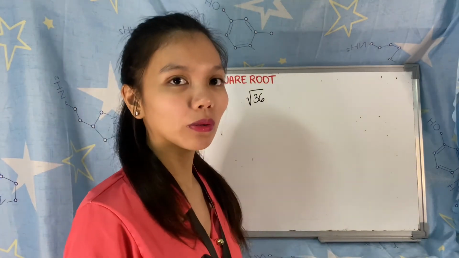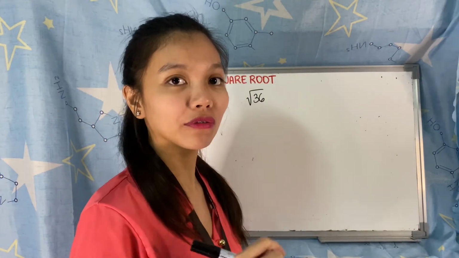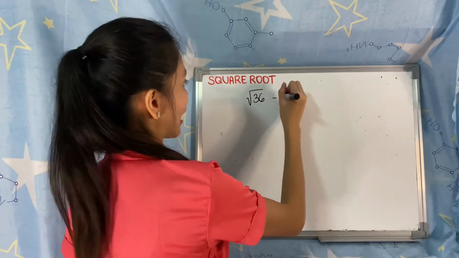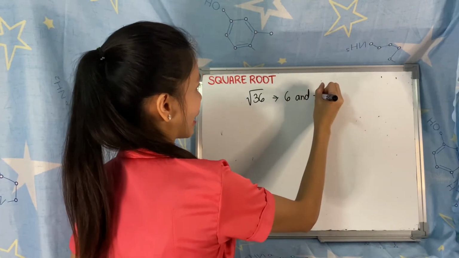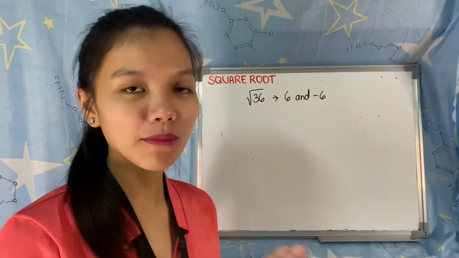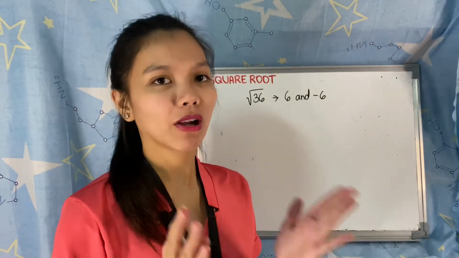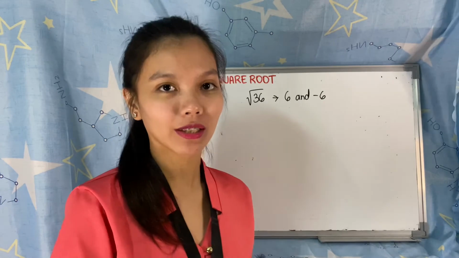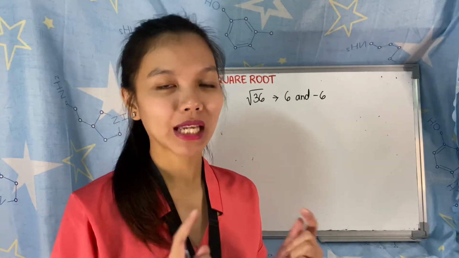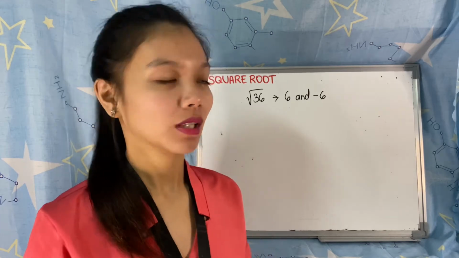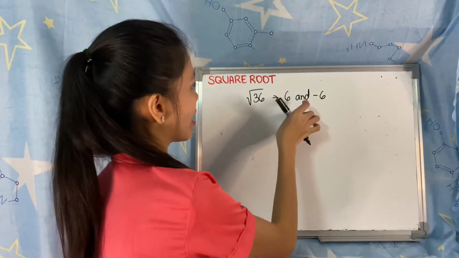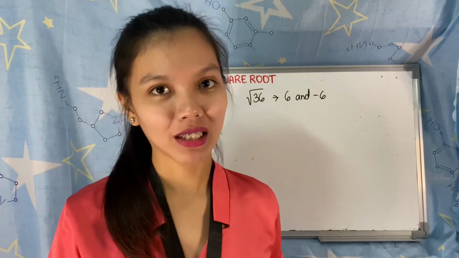So, for example, we're going to get the square root of positive 36. We all know that positive numbers have two roots, and that is a positive and a negative. So, we have positive 6 and negative 6. Because 6 times 6 is positive 36, and negative 6 times negative 6 is positive 36 also. So, that is our roots for positive 36.